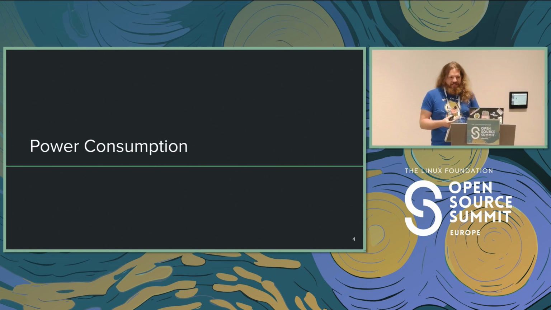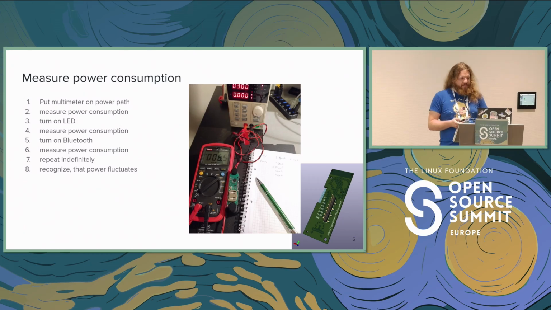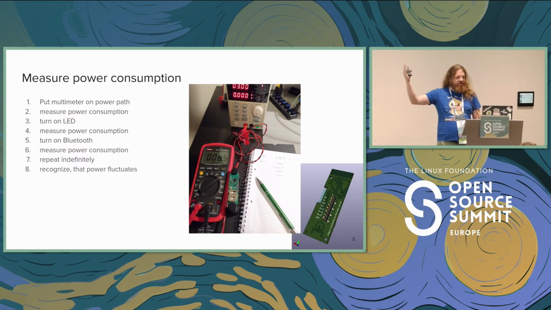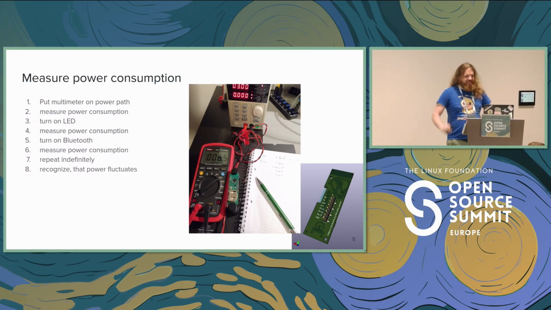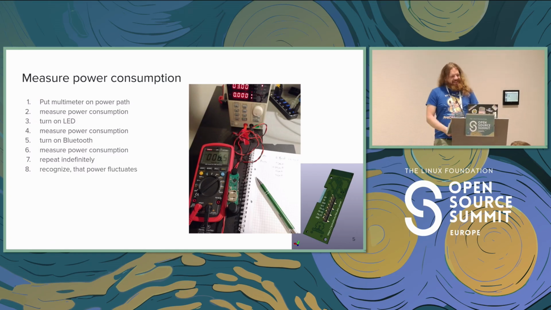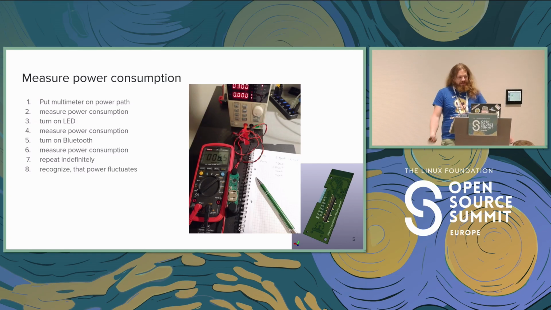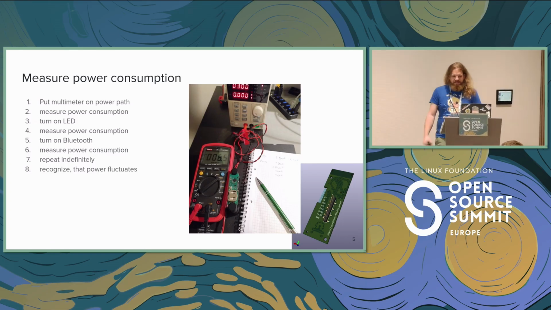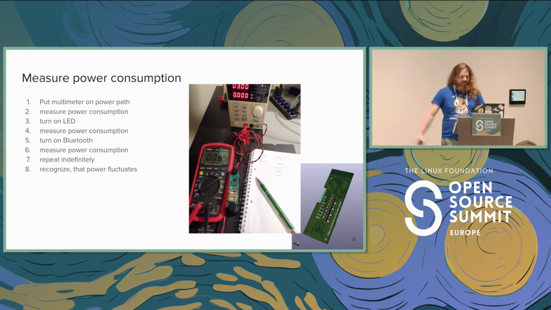It has to run on a coin cell, so we have to talk about power consumption. If you want to measure power consumption, you can switch it onto your lab power supply, and it says it doesn't draw any power, 0.00 amps. Awesome, no power consumption, runs forever. Then you put the multimeter on the pass and you measure it again, and then you turn on the LED and you measure the power consumption again, and you write it all down, and then you turn on Bluetooth and you write it all down, and it doesn't change, and you repeat it infinitely, and at some point you recognize that power fluctuates. So using a multimeter is probably not the best idea.